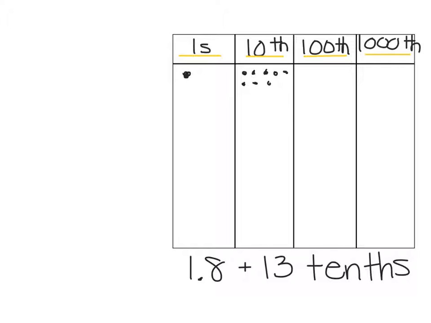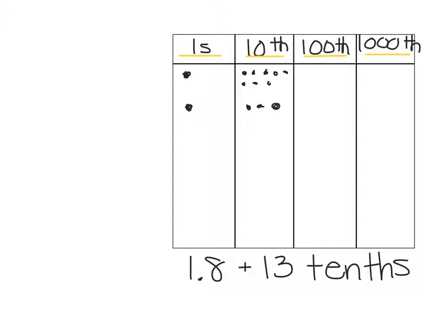Now I also have 13/10 that I'm going to add to that. And we know that 13/10 is 1 whole, so I'm going to put one more in my ones place, and 3/10. So I added 3 more tenths there. If we count the number of discs that we have in our tenths place, we'll find that we have 5, 6, 7, 8, 9, 10, 11. We have 11 tenths in our tenths place.